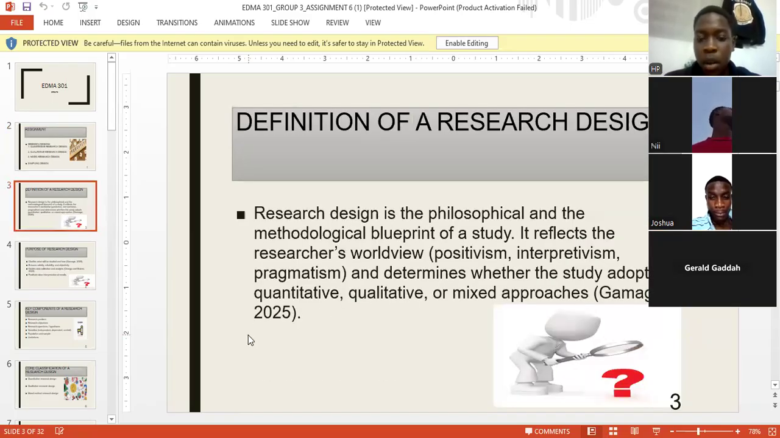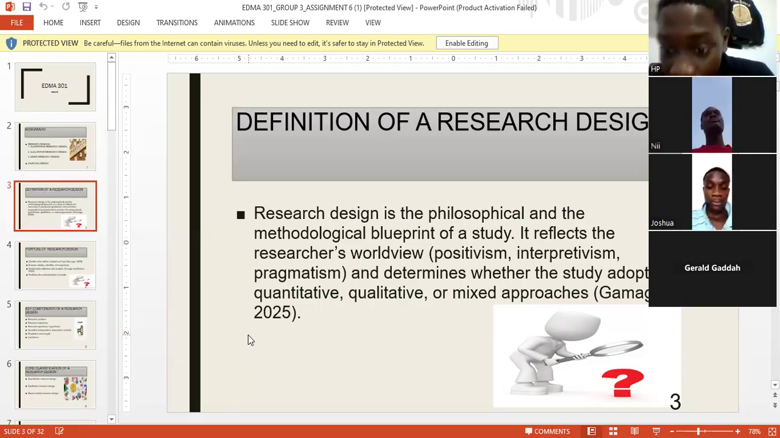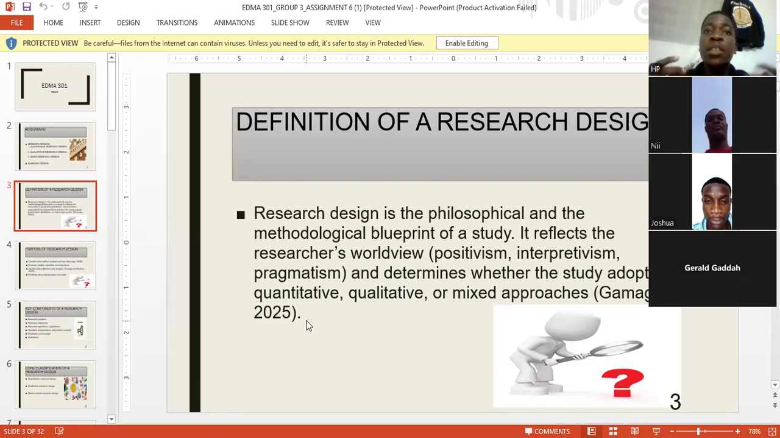So, what is a research design? It is a philosophical and methodological blueprint of a study. So, it's like a module of an actual study. It reflects the researcher's worldview, that is, in terms of positivism, interpretivism, and pragmatism, and determines whether the study adopts quantitative, qualitative, or mixed approaches. So, in general, research design is talking about how research is modeled depending on the actual phenomenon.